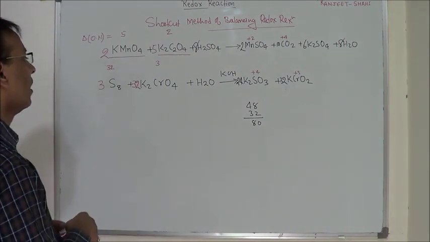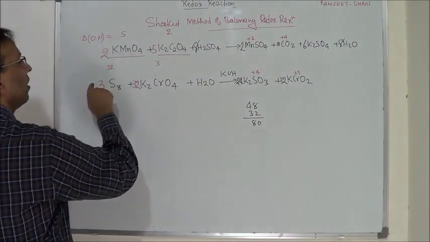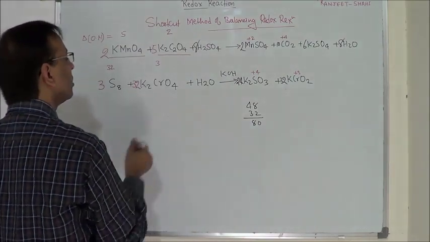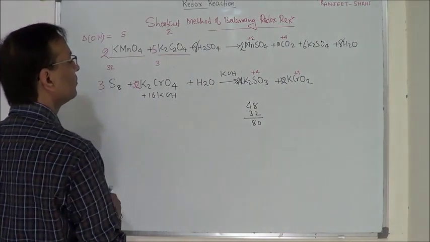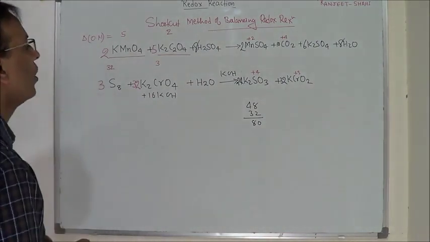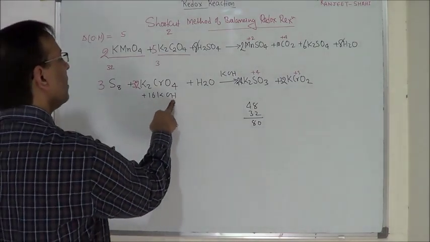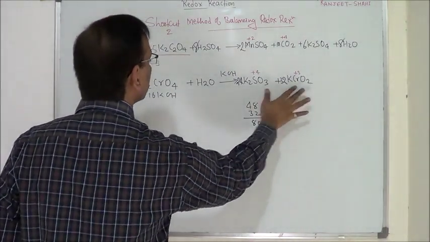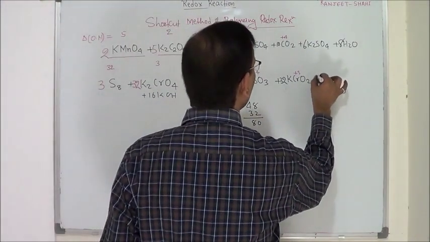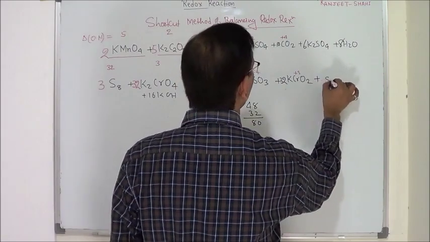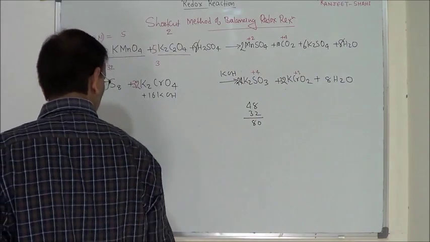16 less. So 16 potassium will come here from 16 KOH. So 16 KOH will come on this side. Now hydrogen and oxygen. We have 16 hydrogen here and no hydrogen on the product side. So water will not come on the left side. It will come on the right side. And for 16 KOH, there will be 8 H2O to balance the hydrogen. The rest of the things are balanced.